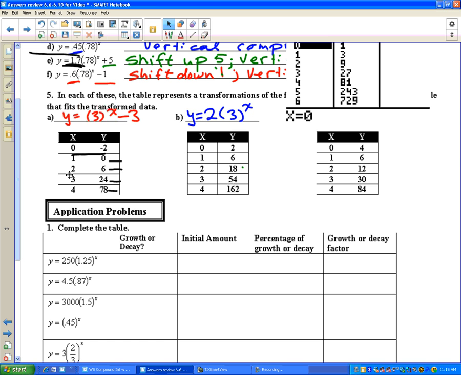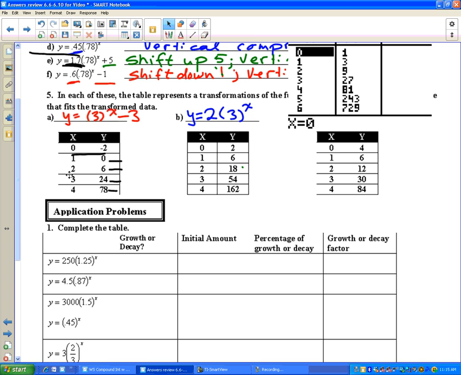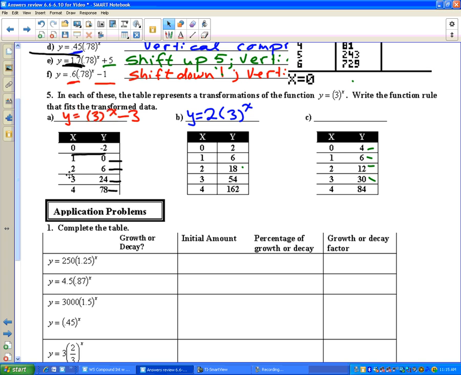And lastly, 1 needs to become 4, 3 needs to become 6, 9 needs to become 12. It looks like I'm adding a 3. 1 plus 3 is 4. 3 plus 3 is 6. 9 plus 3 is 12. 27 plus 3 is 30. So again, it looks like my equation is y is equal to 3 to the x, and I'm going to add a 3, and I can try that for any of these and make sure it works, and that's how I do those translations.